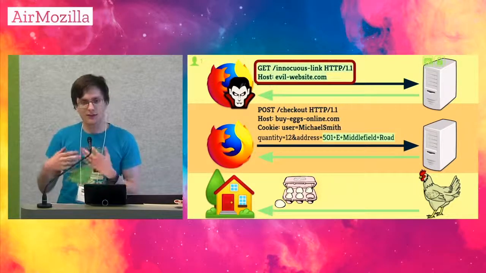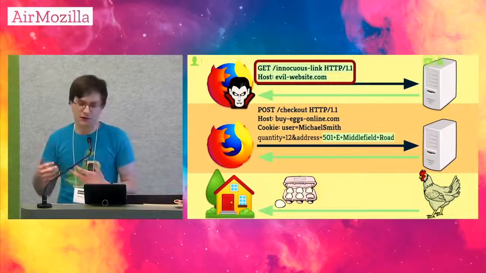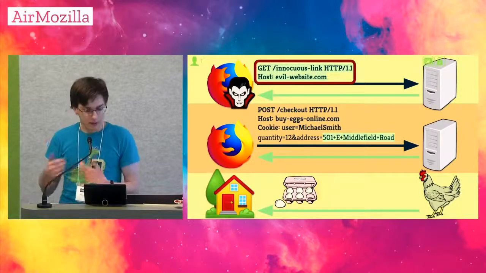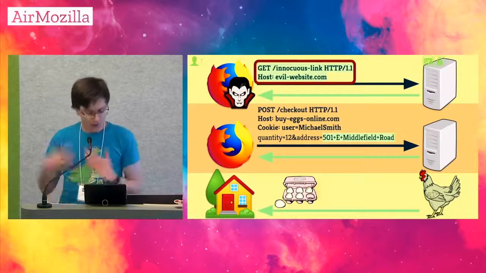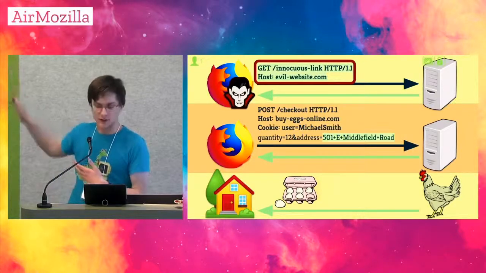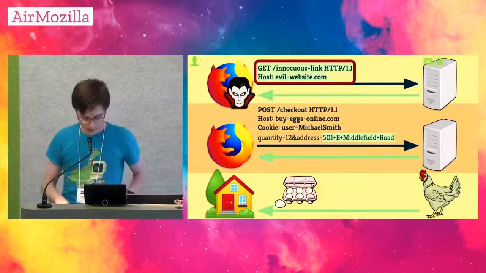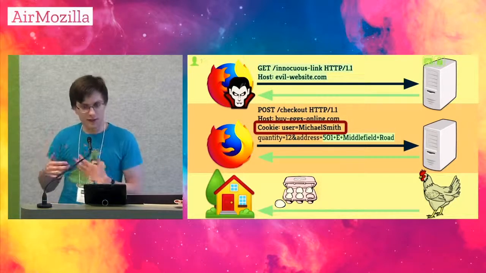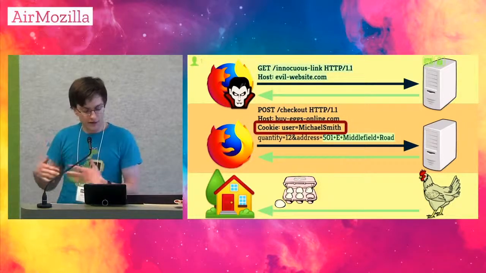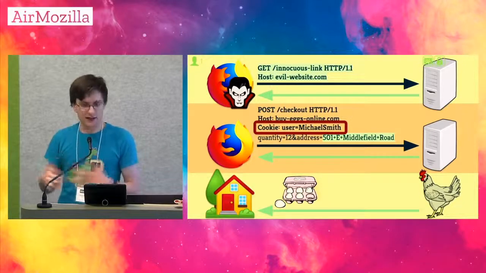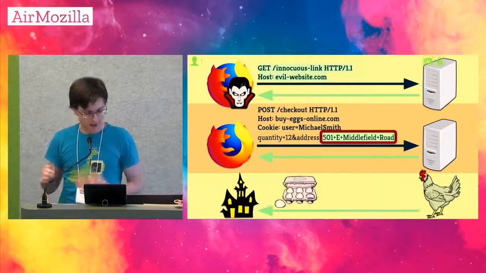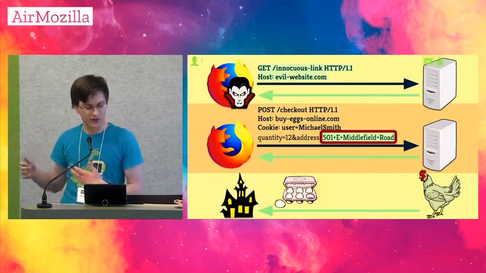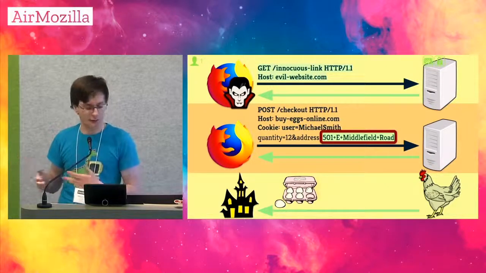happen to be logged into buyeggsonline.com in Firefox or whatever browser. If I'm lured into visiting this evil website, it posts off its own request from my browser to buyeggsonline.com's checkout endpoint. Now, because this request is still going to buyeggsonline.com, Firefox dutifully attaches that same authentication token in the cookie header, so my credit card gets charged for the order, even though the attacker has pre-filled their own address, so the eggs get sent to their house instead of mine.